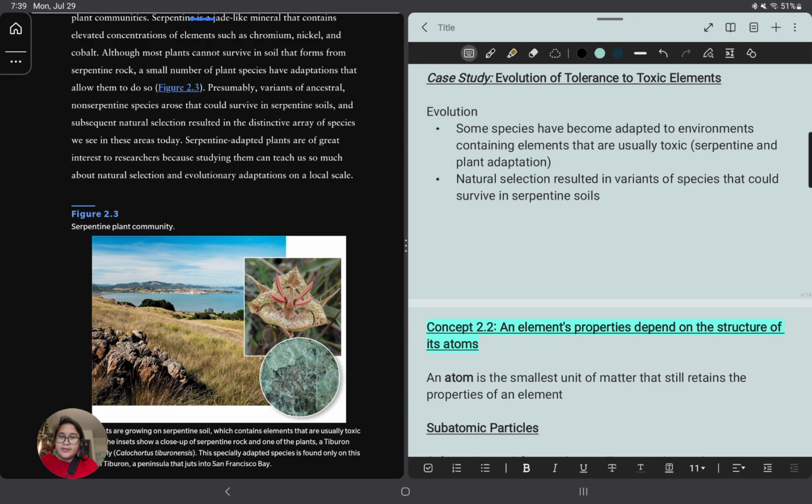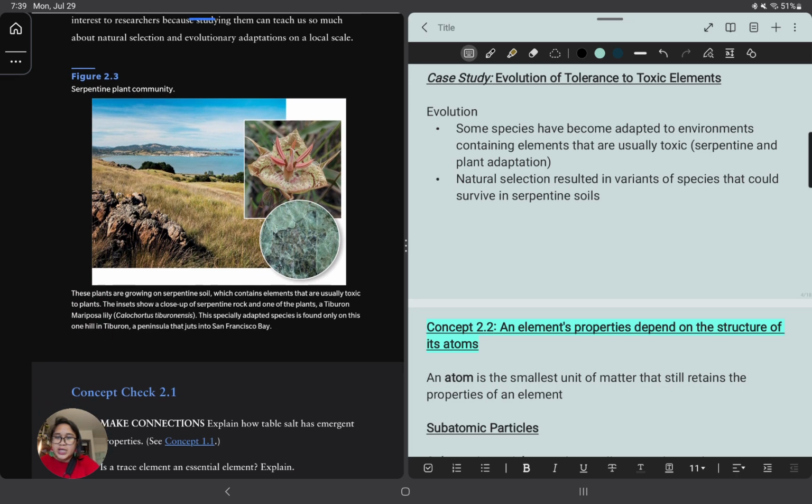Presumably, variants of ancestral non-serpentine species arose that could survive in serpentine soils, and subsequent natural selection resulted in the distinctive array of species we see in these areas today. Serpentine-adapted plants are of great interest to researchers because studying them can teach us so much about natural selection and adaptations on a local scale.